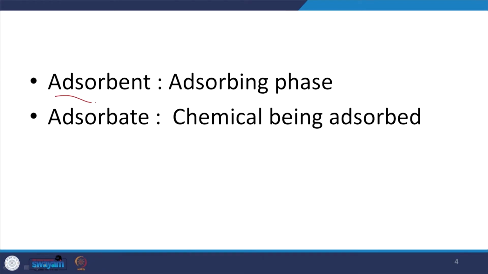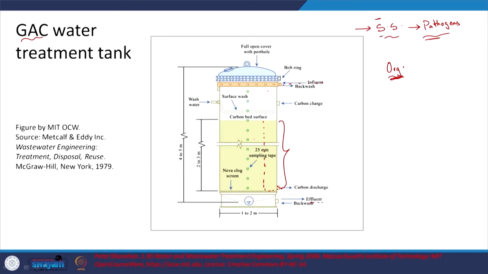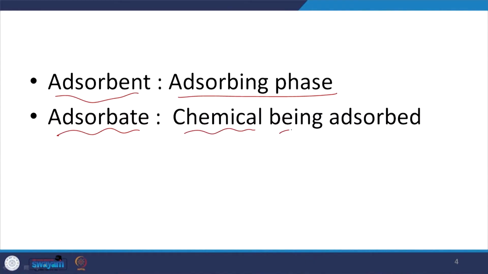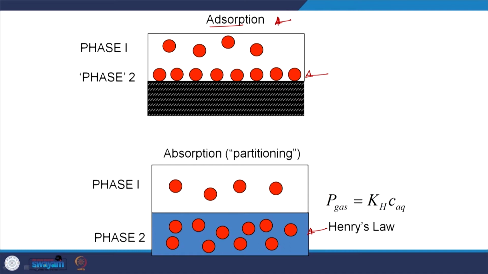So, adsorbent and adsorbate. Two aspects. Adsorbent is the adsorbing phase. Here, what is the adsorbent? It is this activated carbon that we are talking about, the relevant media or the phase which is adsorbing the compounds of interest. What is the adsorbate? The chemical or the compound which is being adsorbed onto the media is the adsorbate. So, here this is the adsorbent, the media, and here it is the adsorbate. Right, so that should clarify it.